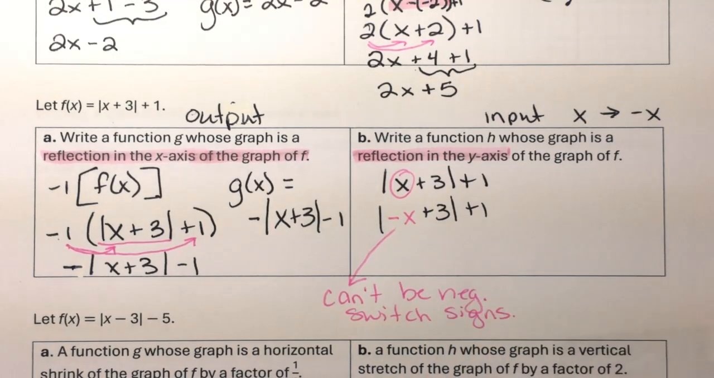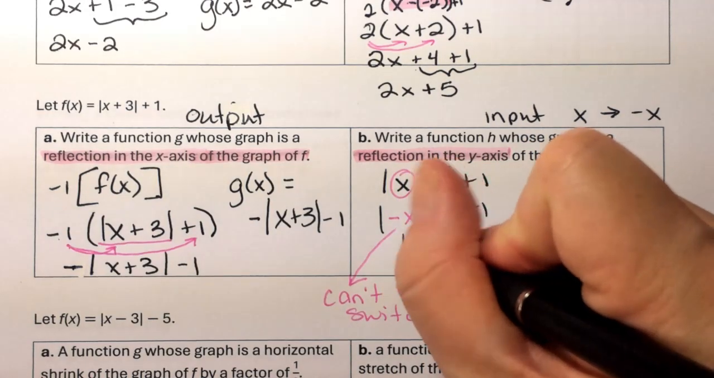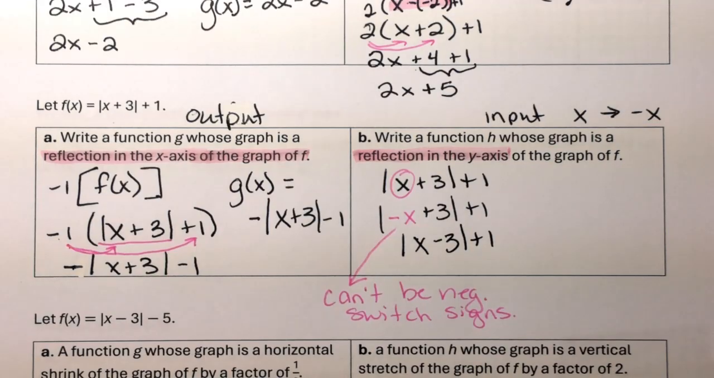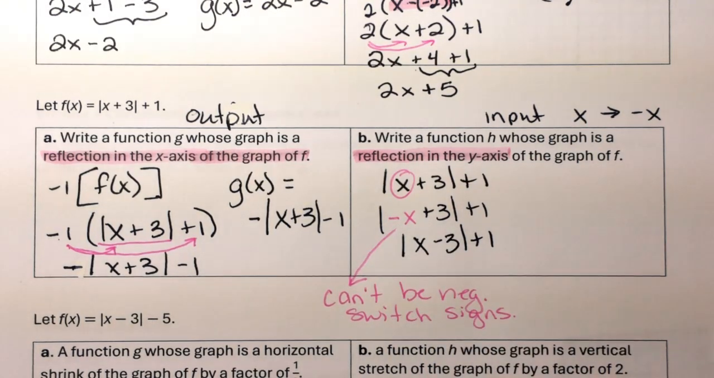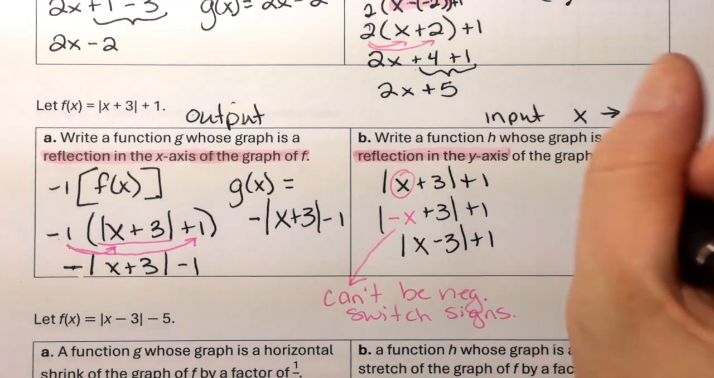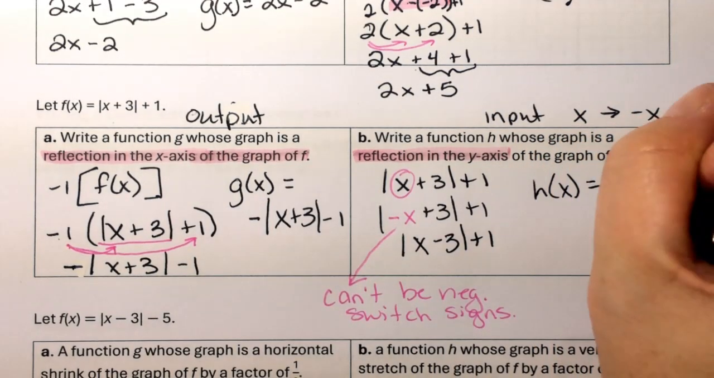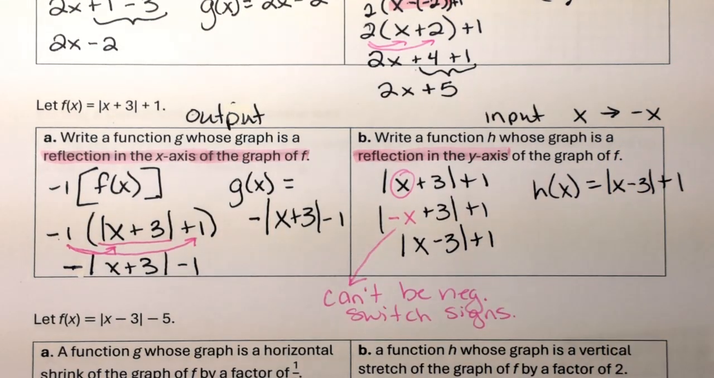All right. So what does that mean, Miss Gill? That means we're going to have the same thing, but instead of -x plus 3, we're going to have x minus 3. And then we're done. So it can't have a negative inside. There is a whole long, drawn-out thing about multiplying by -1. It's ugly, but I will show it to you if you want to know. So our final is h of x is equal to absolute value of x minus 3 plus 1.